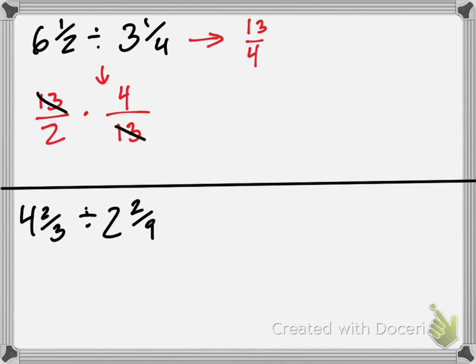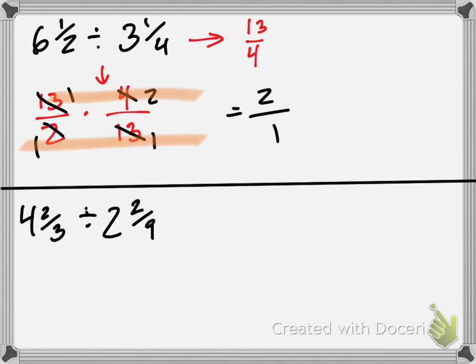Yes. And we can cross cancel. 13, 13, they just become 1. 4 and 2, 1 and 2. I across multiply. 1 times 2 is 2. 1 times 1 is 1. My answer is 2. Excellent.